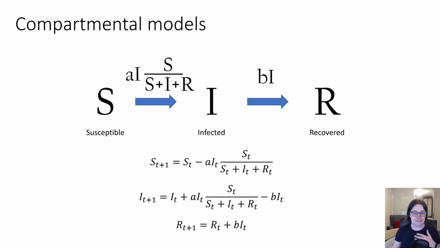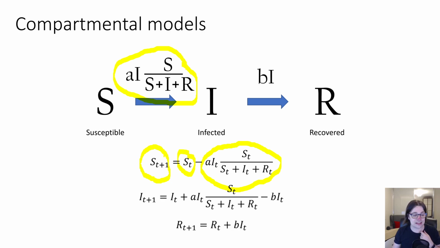For the mathematicians out there, this system resolves to a set of equations that look like this. So you've got, let me just bring up a highlighter. You've got the number of susceptible people in the next step is equal to the number of susceptible in the current step, and you take away the number of people who are moving into the infected step, and that's that term here.